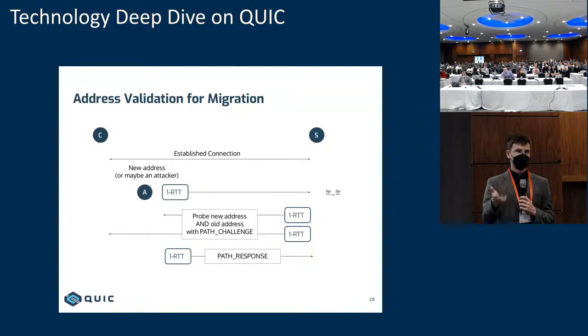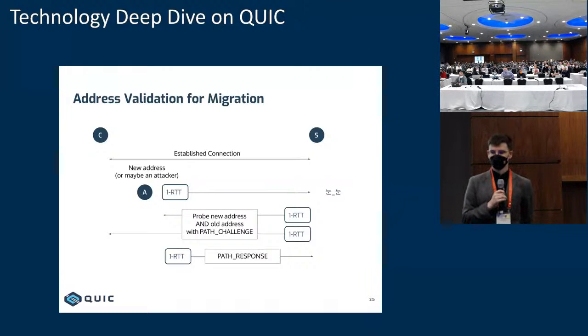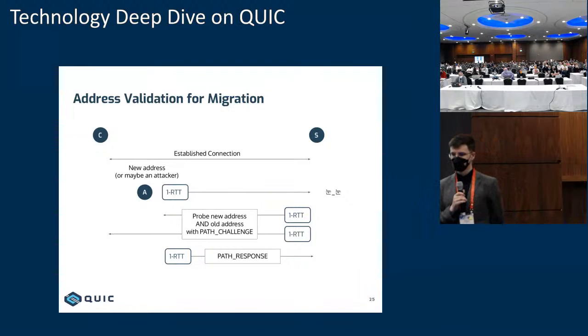If it's still on the old address and the attacker decided that it wanted to force the client to migrate to a new path, then the attacker should be unable to produce the correct response. And whichever one wins, whichever one's legitimate, will produce a response that the server will then respect, and valid migration will proceed. Next, please.